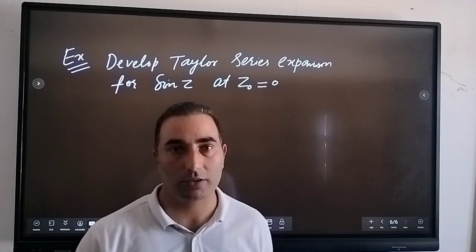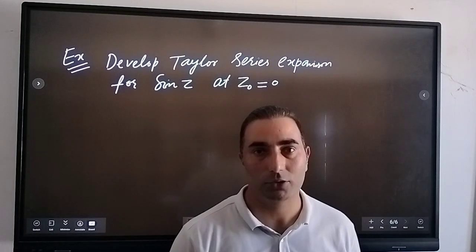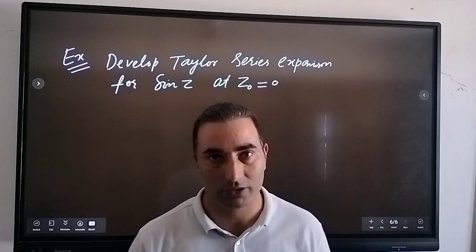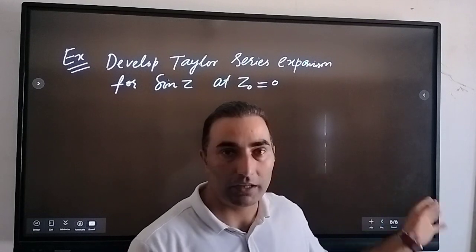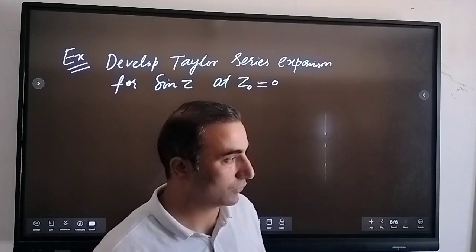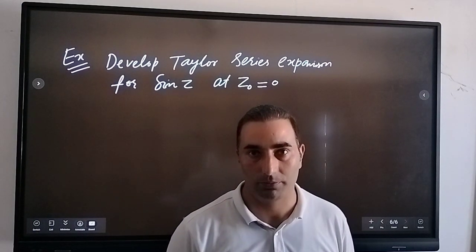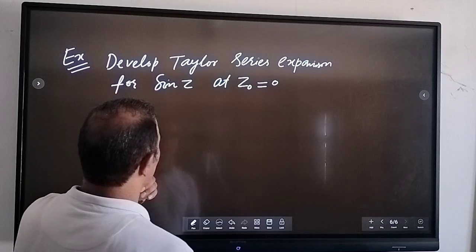Right? So that means our point, where the function is not analytic, so that's our z0 equal to 0. That's the origin of the complex plane. Right? So you are taking that at the origin of the complex plane. So you need to develop that Taylor series expansion, using that Cauchy integral theorem. Right? So first let's write that.